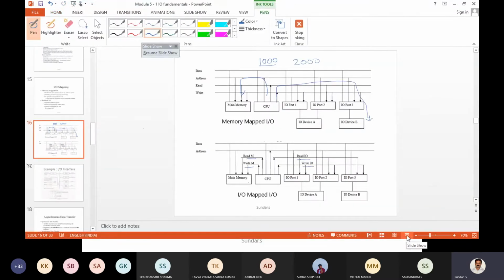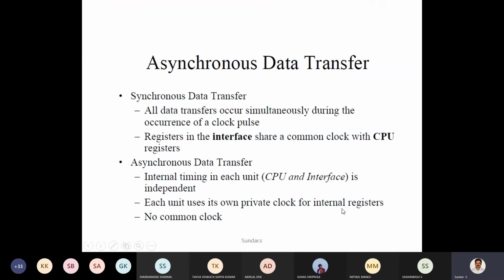Synchronous and asynchronous data transfer. So the internal timing of each unit is independent. It means what? Someone operates at 1 kilohertz, someone operates at 10 kilohertz. So they have their own clock speed. Each unit may have its own private clock for its own registers. But in the synchronous mode, all the registers, all the memory, everything will work on the common clock from the CPU. Here there is no common clock. It means every IO device has its own clock speed. That's the meaning.